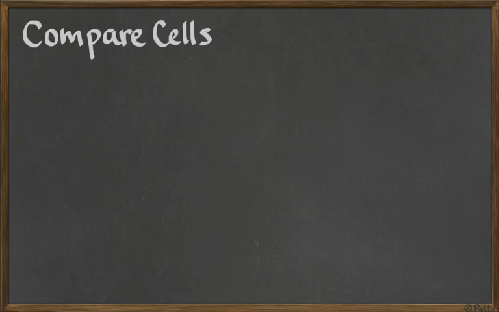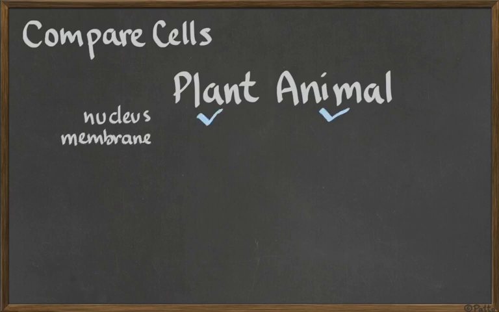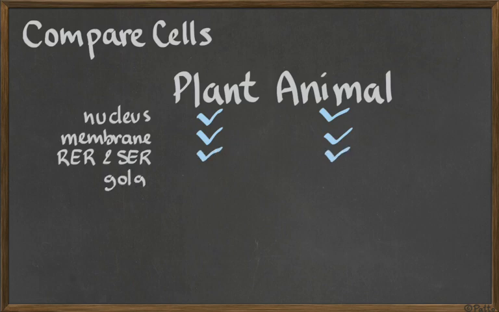Okay. One thing that you should be able to do is to compare cells. So first thing, compare plant and animal cells. How are you going to be doing that? First, what about nucleus? Think about it, and yes, both of them are going to have it. What about membranes? Think about it, and yes, both of them will have membranes. What about rough endoplasmic reticulum and smooth endoplasmic reticulum? Yes, they are both going to have it.